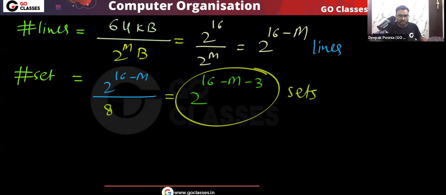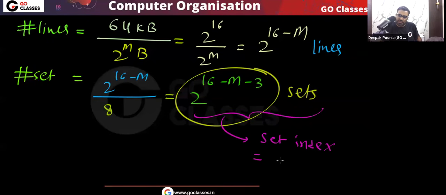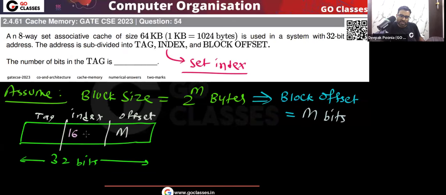So from the number of sets, you can easily find how many bits we need for set index. For set index, I need 16 minus m minus 3 bits. That's it. The remaining bits will be needed for the tag. So for the tag, how many bits do we need? That will be 32 minus m minus this value.